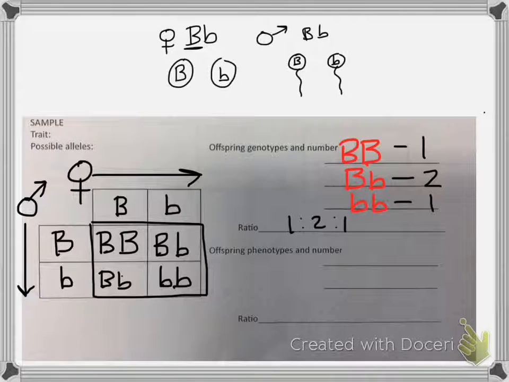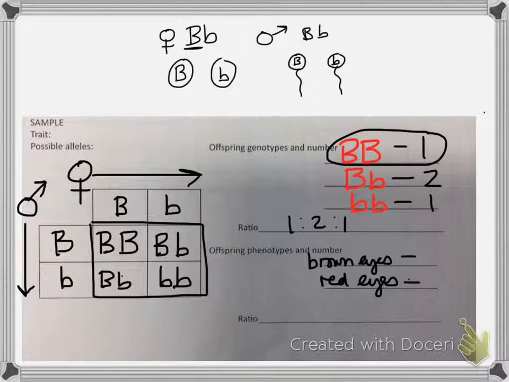Now, what about phenotypes? So this is brown eyes versus red eyes. So the phenotypes possible are brown eyes or red eyes. Well, how many brown-eyed offspring do I have here? So let's walk through these. Is this one brown-eyed or red-eyed? Brown. Are these two brown-eyed or red-eyed? Brown. So that's 3 brown eyes.